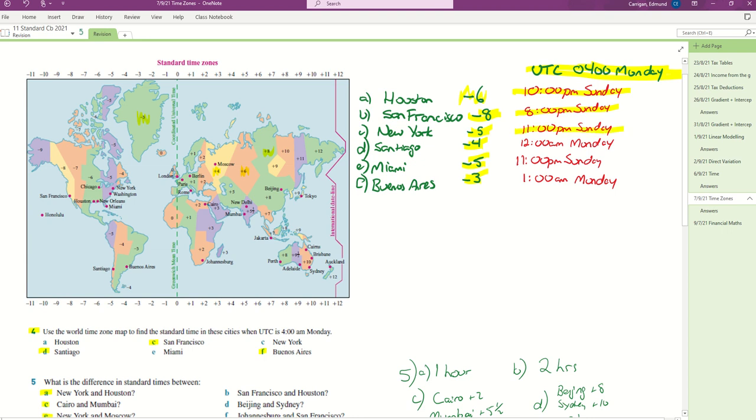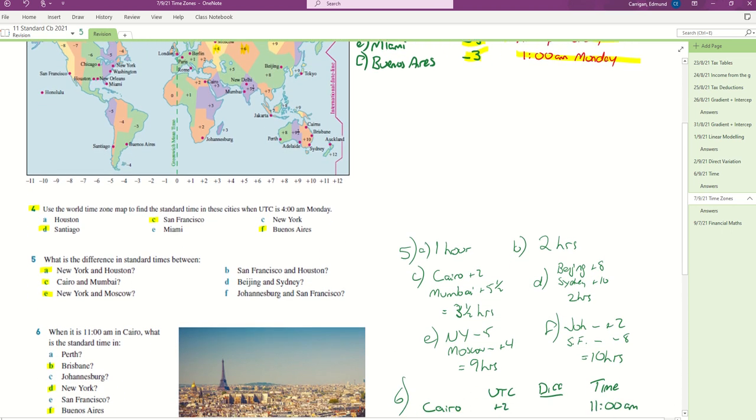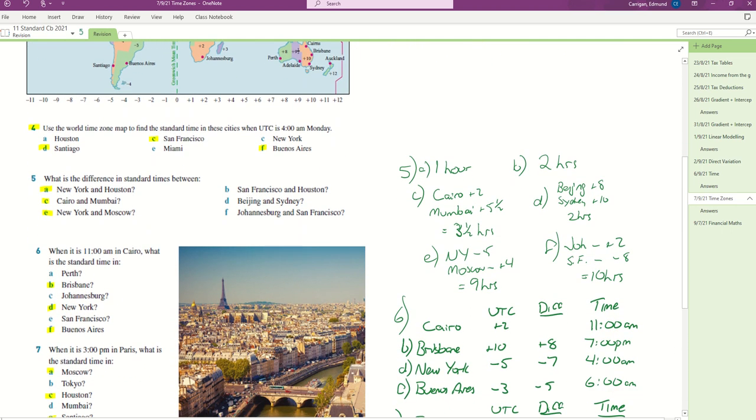New York, we're subtracting 5, take away 4 gets us to 12, take away 1 more gets us to 11 p.m. Santiago is -4, so we'll go back to midnight on Monday. Miami is -5, which is the same as New York, 11 p.m. on Sunday. Buenos Aires -3 hours gets us from 4 o'clock in the morning on Monday to 1 o'clock in the morning on Monday. Again, on question 5, we're looking to get our UTC times first and then work out what they are. Now we've got most of these.